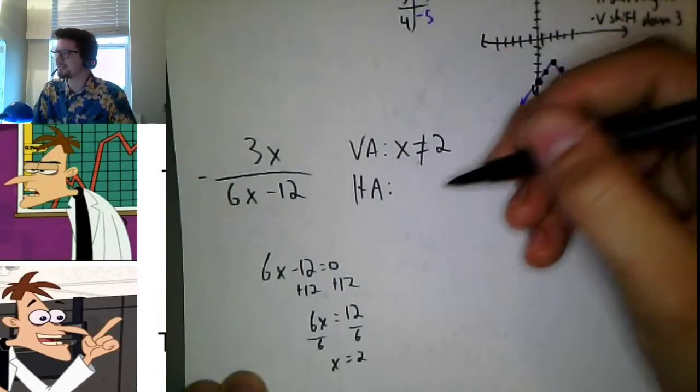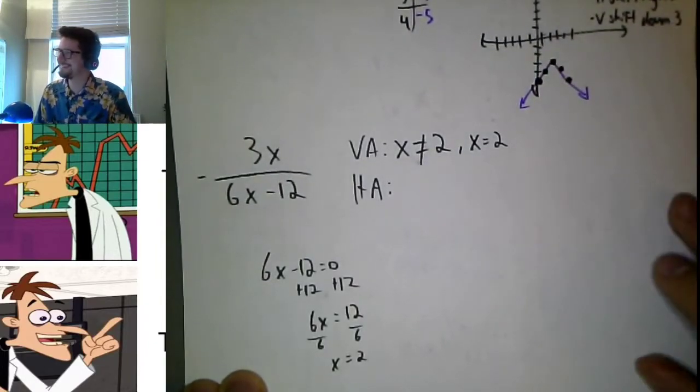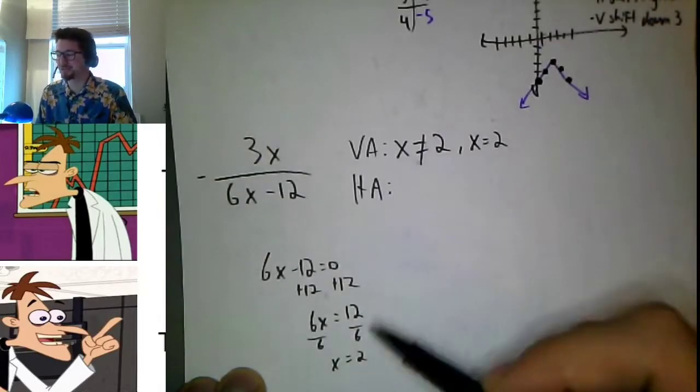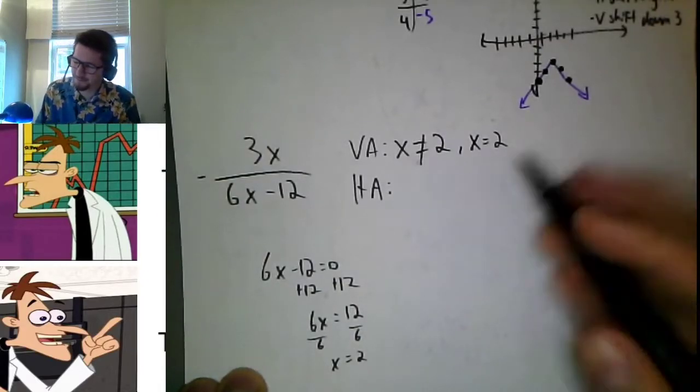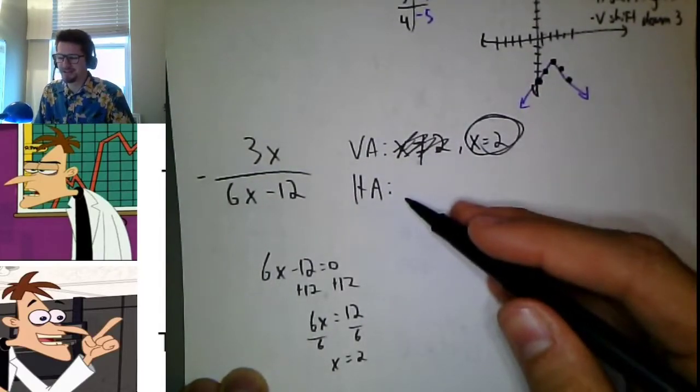Really, you could say x equals 2. I'm just putting that for effect. So x equals 2 is the asymptote, but x cannot equal 2 is the rule. Kind of janky, but put this one. Don't put this one.